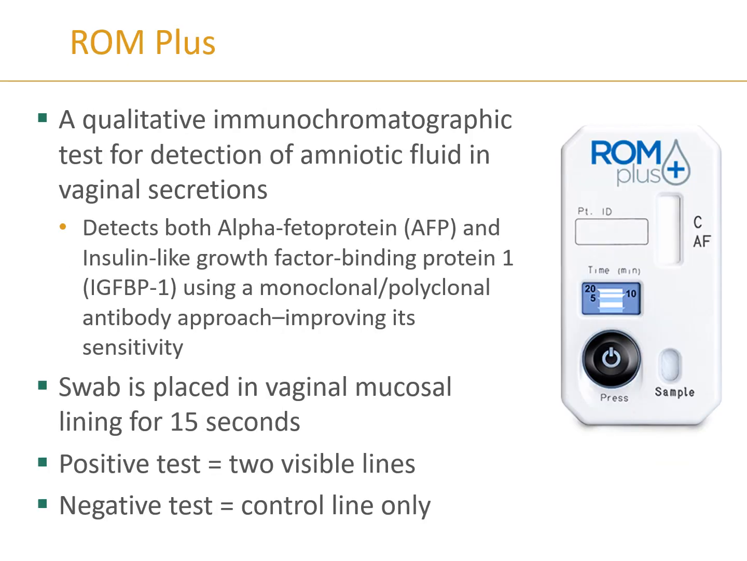The ROM Plus test, again, is another test device. This one actually detects both alpha-fetoprotein and the IGFBP-1 protein, and that helps improve its sensitivity. And so once the swab's collected and tested, then what you're looking for again is the presence of 2 test lines versus 1 test line.